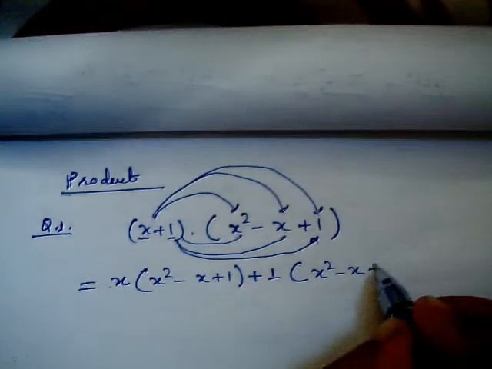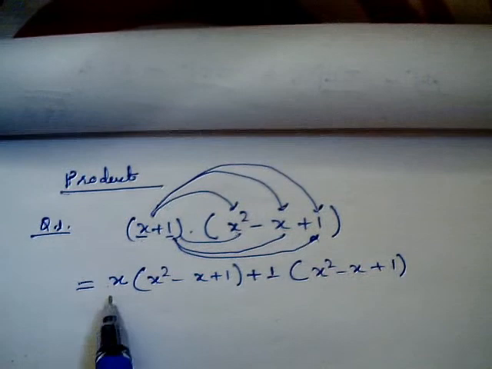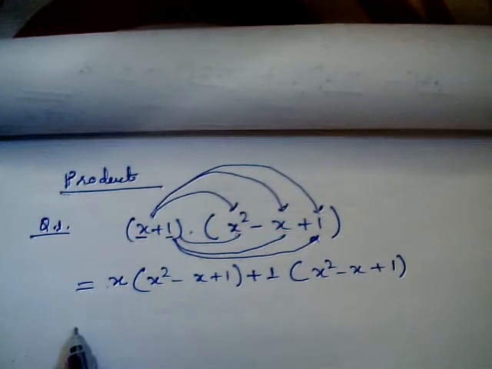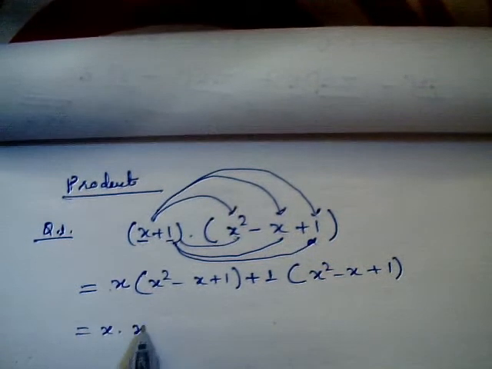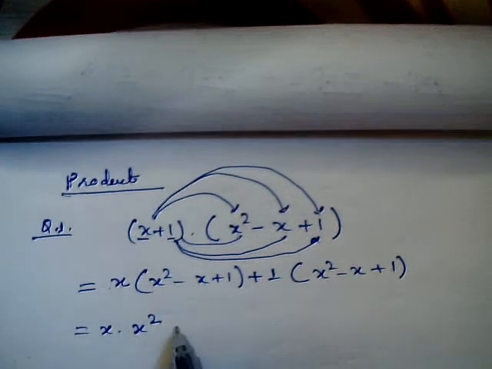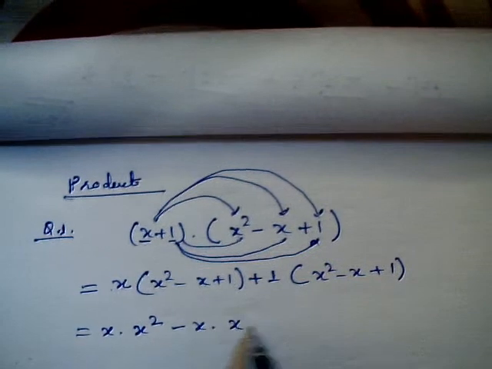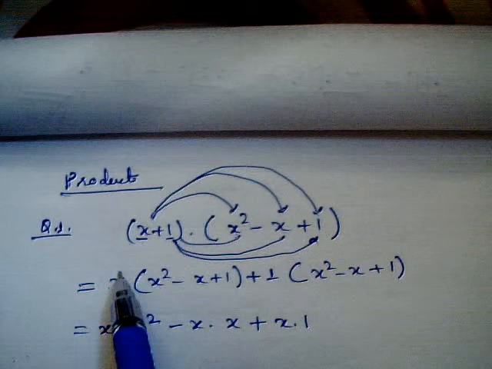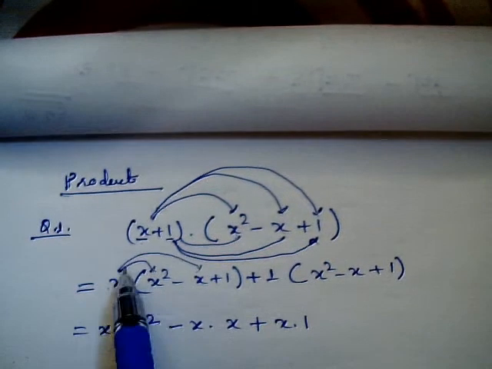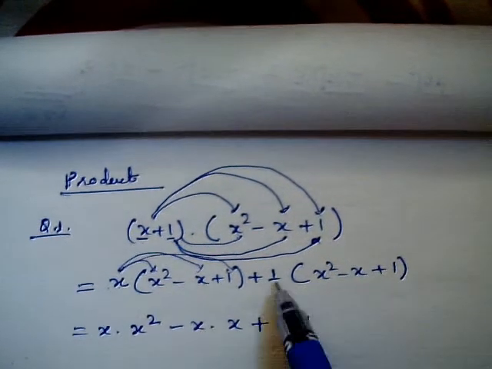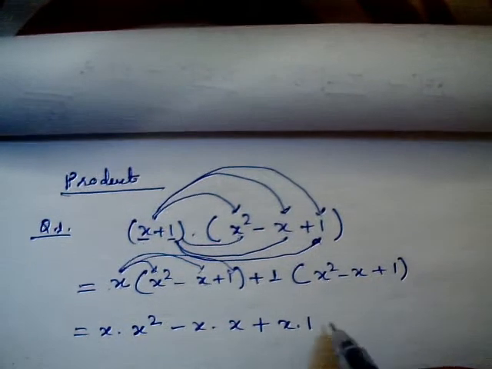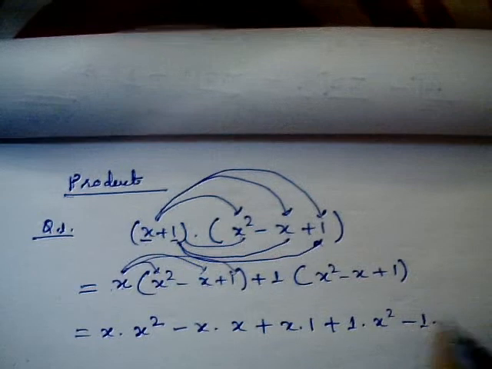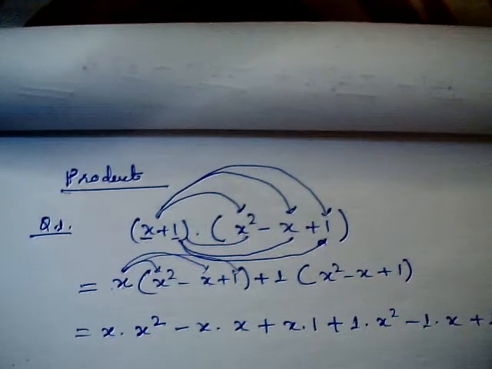Okay, now what I need to do is open this bracket and each term will get multiplied by x. So I am going to write x times x square, then x multiplied by x, and then x multiplied by 1. So this x is distributed on all the three terms. Okay, now here I need to operate positive 1. So you operate positive 1 times x square, positive 1 times x, and positive 1 times 1. So that's how we have operated on all the terms.